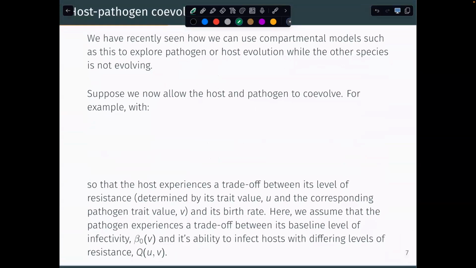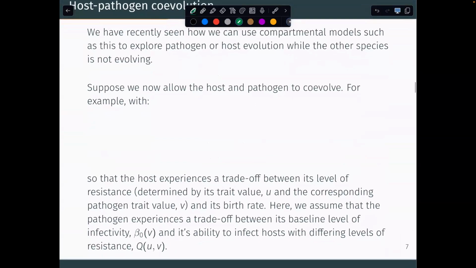So we've recently seen how we can use these sorts of compartmental models to look at either pathogen or host evolution. Now we're going to think about what happens if they co-evolve together. Now, as before, we need to think about trade-offs, because, for example, if we're allowing host resistance to evolve, if there's no cost of resistance, then all hosts will just become resistant. It's a very trivial outcome. Likewise, if there's no cost of becoming more infective for a pathogen, it will just evolve to its maximum infectivity, right? So those are trivial examples. So we must think about some kinds of trade-offs in order to get coevolution being maintained.